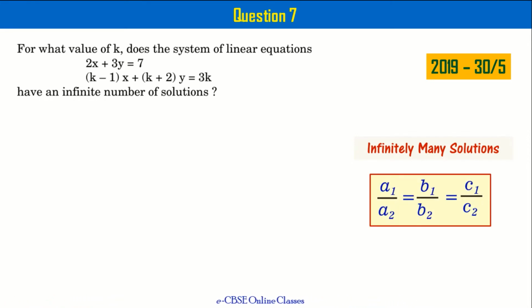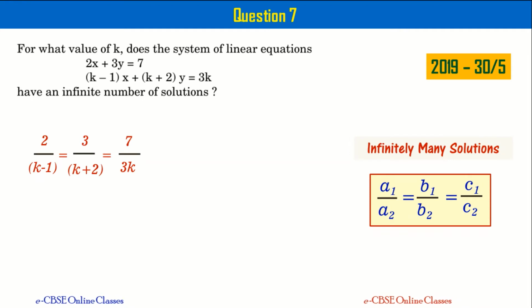It means the coefficients have to be related as a1/a2 = b1/b2, and that has to be equal to c1/c2. It means 2/(k - 1) has to be equal to 3/(k + 2), and that has to be equal to 7/(3k).